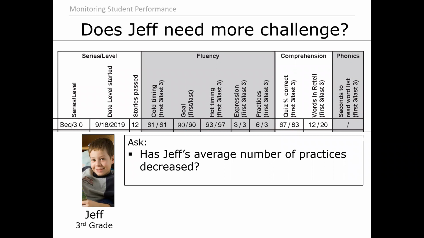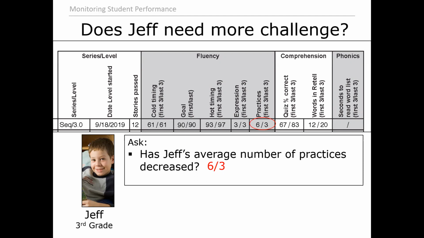Jeff's number of practices has been cut in half, and this data point influences the other data points because in order to get a hot timing score of 93 on the first 3 passages, Jeff had to practice 6 times to get a 93 on average. Now Jeff is only practicing on average 3 times and he's getting a 97. If Jeff practiced 3 more times, you better believe that hot timing score would have been a lot higher, right? Because when they get to the practice, they're able to go on to the quiz as soon as they practice 3 times and reach that goal.